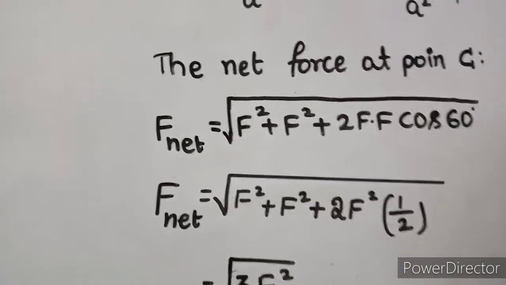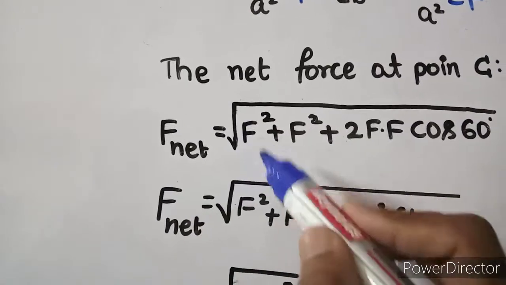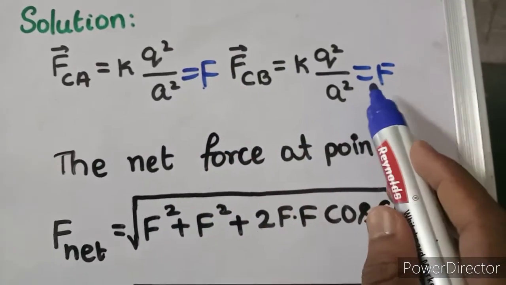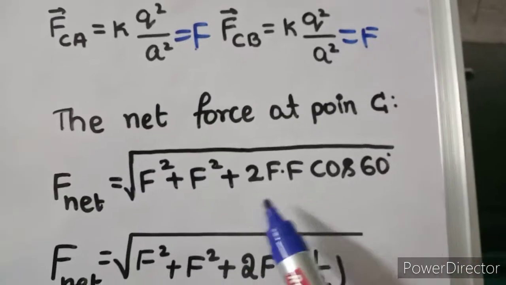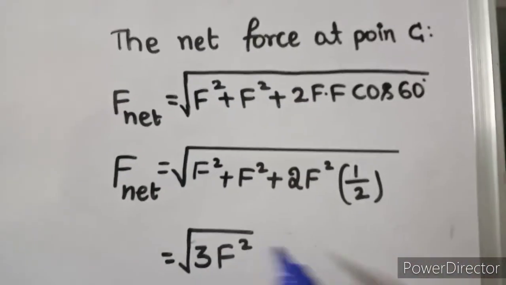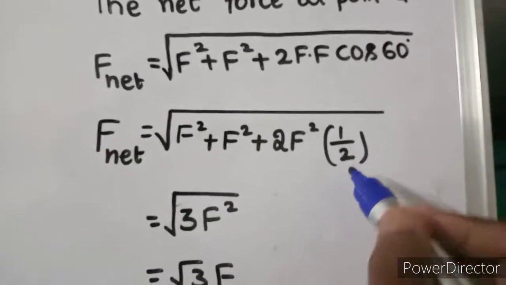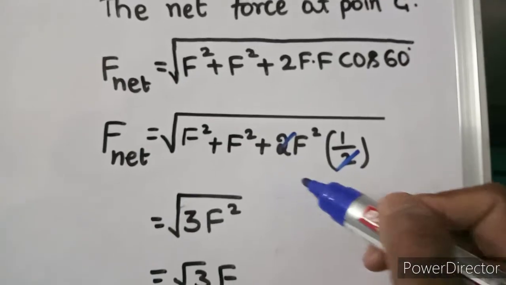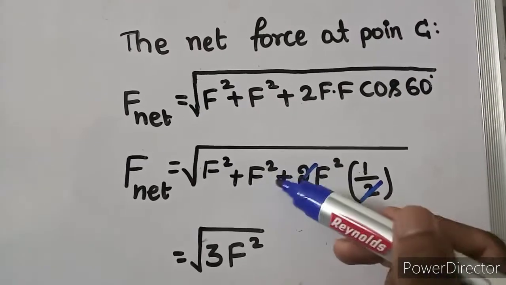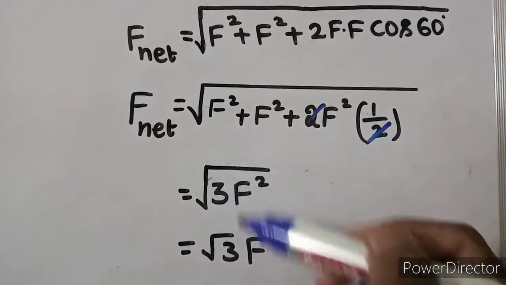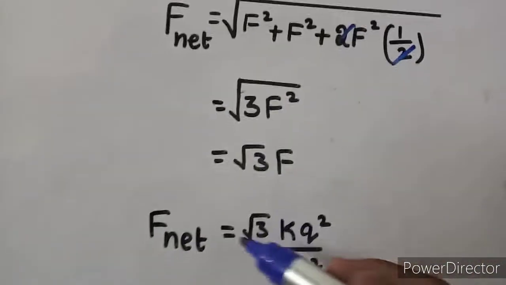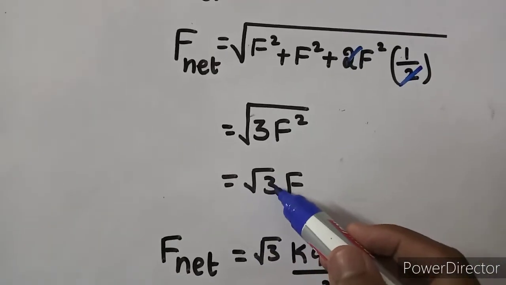So the net force is given by the resultant force, square root of f square, because this is f, this is also f, plus f square plus 2 f1 f2, that is 2f cos 60. So now what is cos 60? 1 by 2. So now this 2 and this 2 will cancel out. Then I will get square root of f square plus f square plus f square, that is 3f square. So square root of f square is f, and square root of 3. So I will get net force square root of 3 into f.